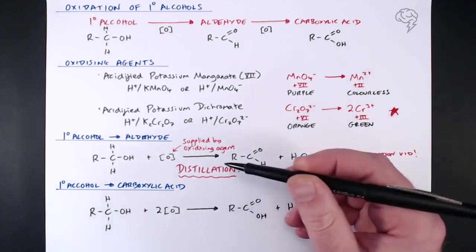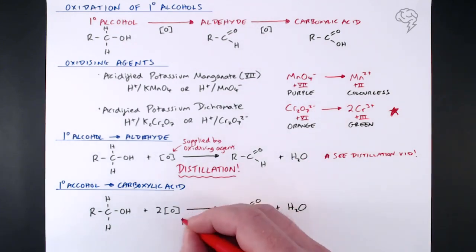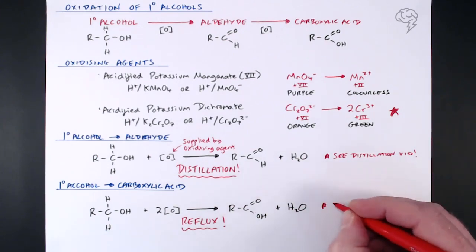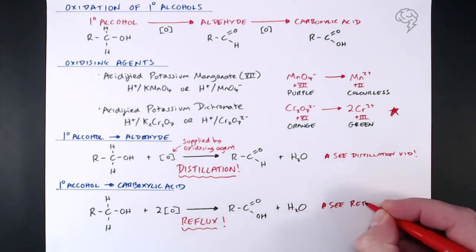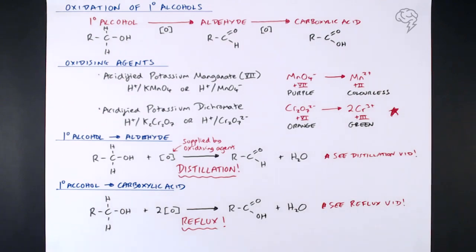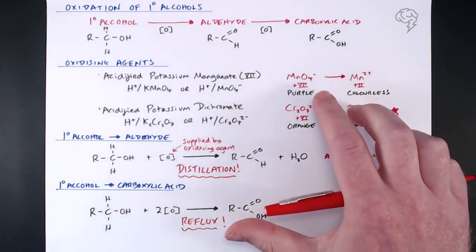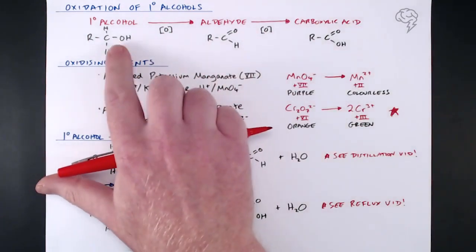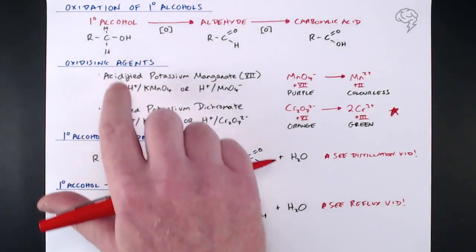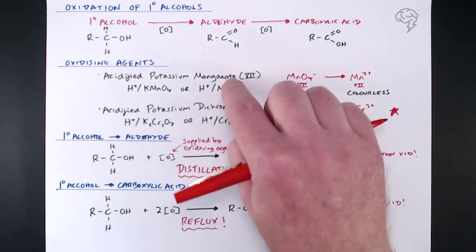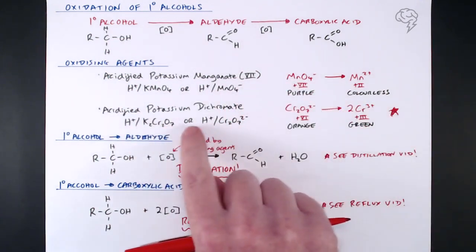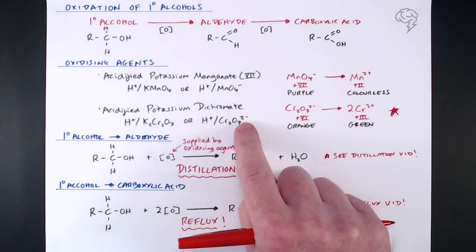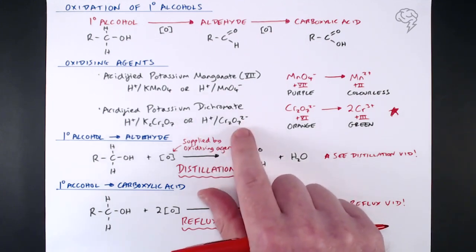So rather than distillation, we use a process called reflux. Now again, if you want to know more about the reflux process itself, then take a look at the video in the practical section. So important things to note here. We can go through an aldehyde to a carboxylic acid from a primary alcohol. We have a choice of 2 oxidizing agents. Know both of these, but this one, the acidified potassium dichromate, is the one we tend to use for this process because it's not so vigorous an oxidizing agent.